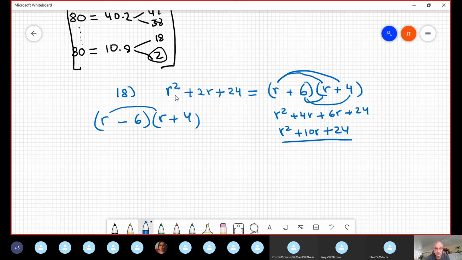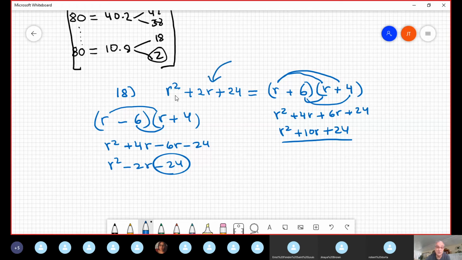Look at what happened. r squared plus 4r minus 6r minus 24. When you combine that term, well, minus 2r minus 24. Wow, it's not the same. It's negative 24, not positive 24, and it's a negative 2, completely different. And if you suppose the other order, you get the wrong answer. Therefore, guys, this trinomial is impossible to factor, and when this situation happens, it's called a prime.